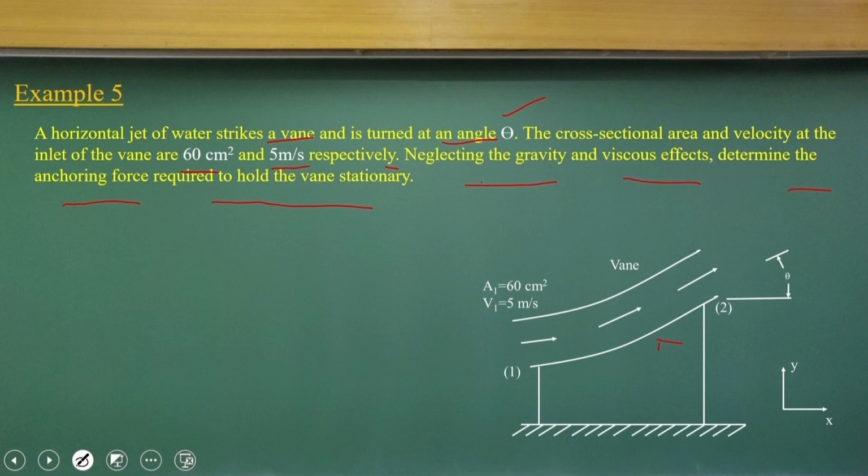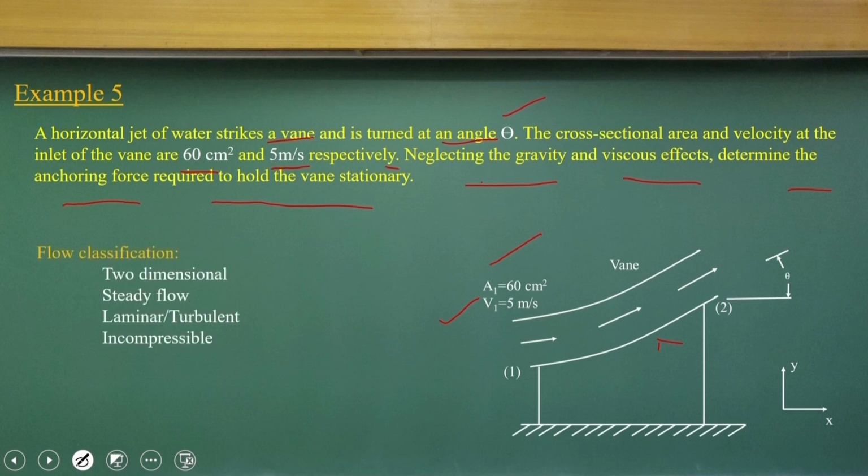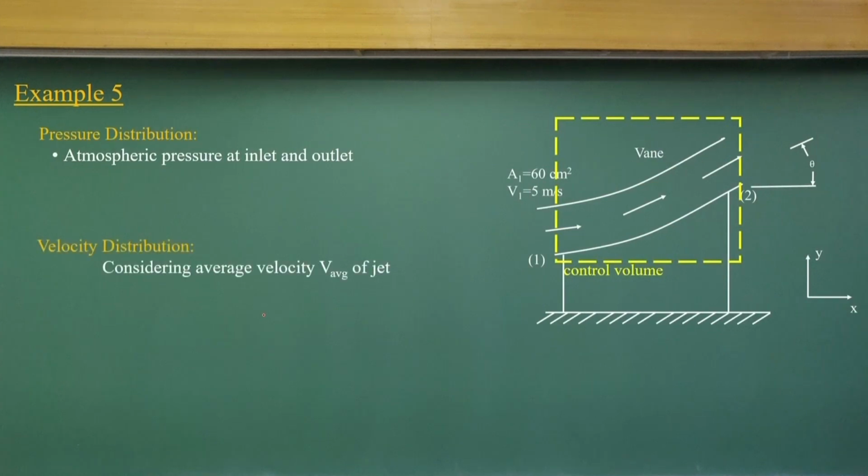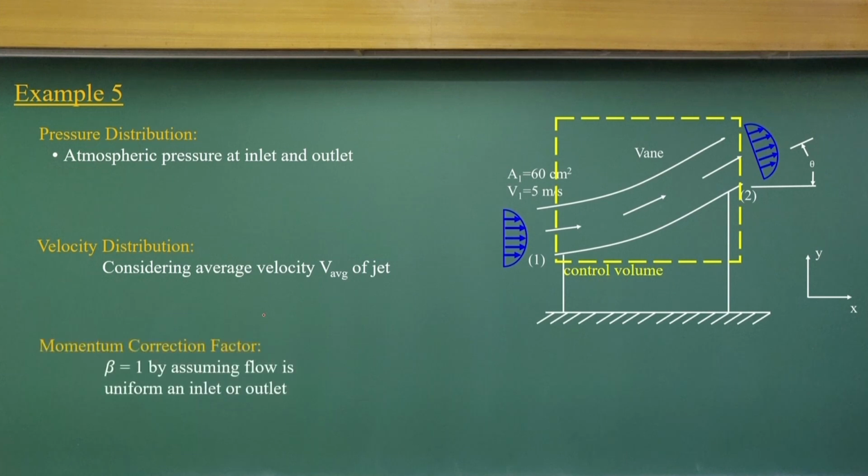There is a flow jet coming in, turning through an angle theta as it goes out. The area is given, the velocity is given, and we need to compute what amount of force is required to anchor this vane so that the vane will be at rest, or stationary. Flow is two dimensional and steady; we do not know whether the flow is laminar or turbulent, or incompressible. We take a fixed control volume, the jet is at atmospheric pressure, and the velocity distribution we can again consider to be uniform.